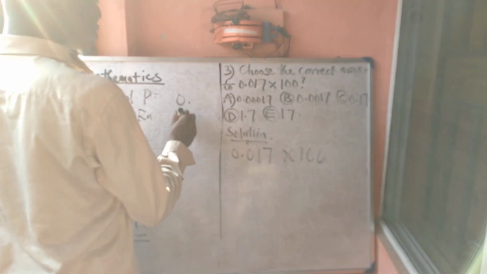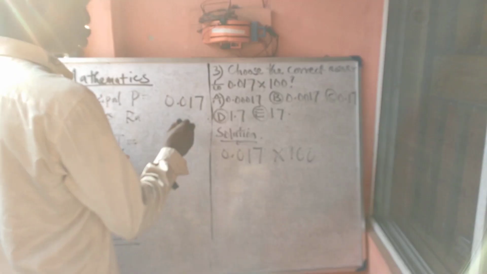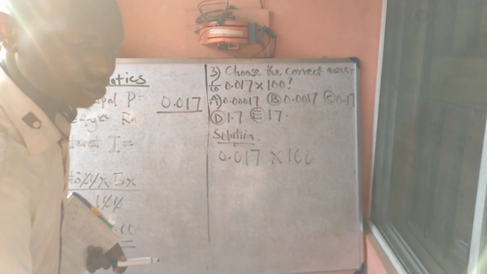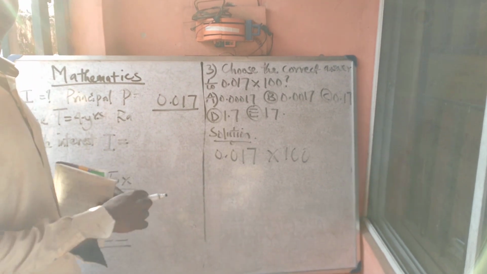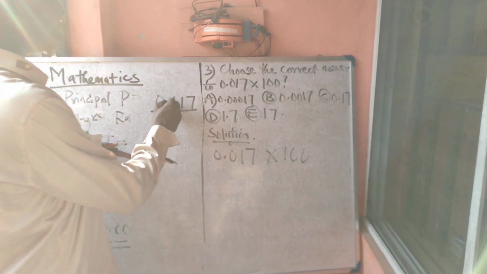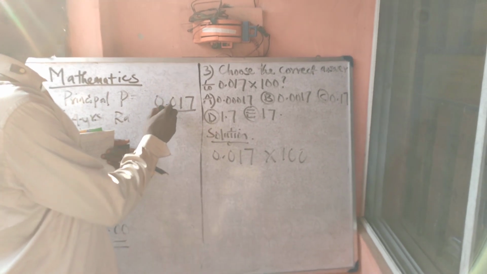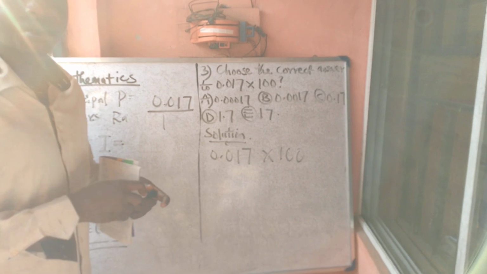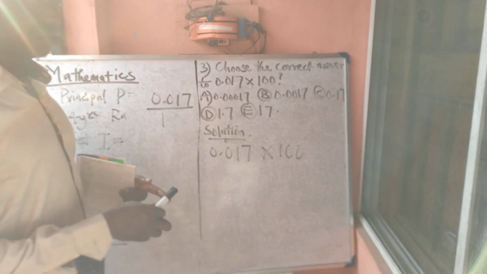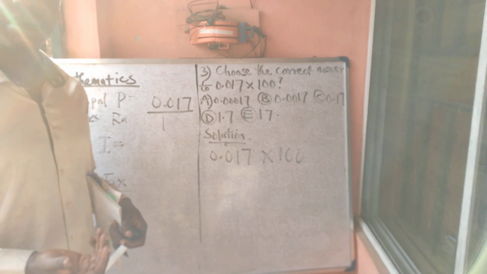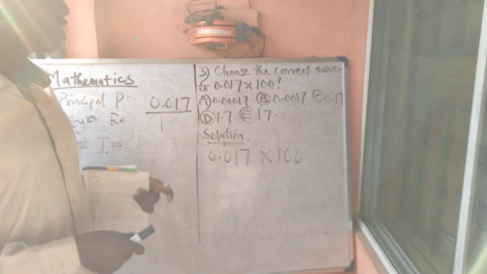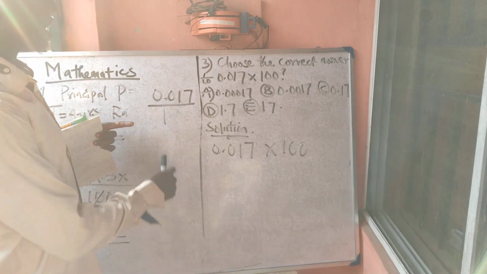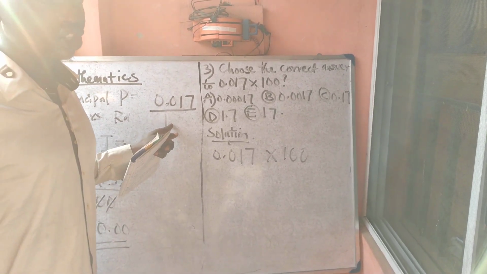This is 0.017. You first draw a line, and then you look under the decimal point. Under the decimal point, you write 1 and count the number of decimal places you have there. This is 1, 2, 3. There are 3 decimal places, and the 3 decimal places is equivalent to 3 zeros, which you will write at the denominator. That is, the 3 zeros will be attached to this 1 here that is at the denominator.